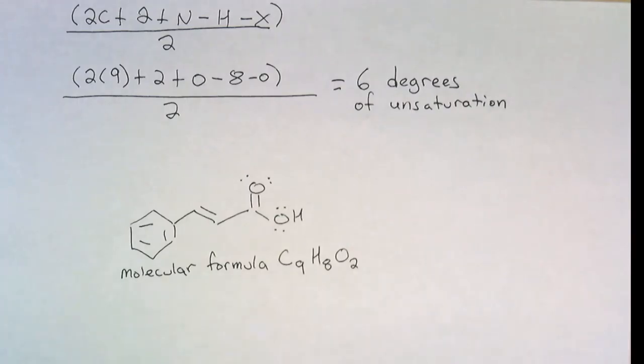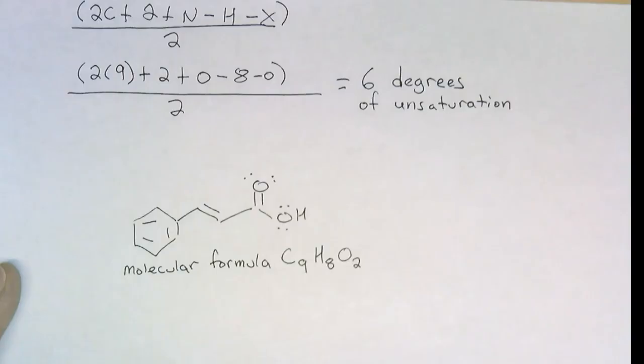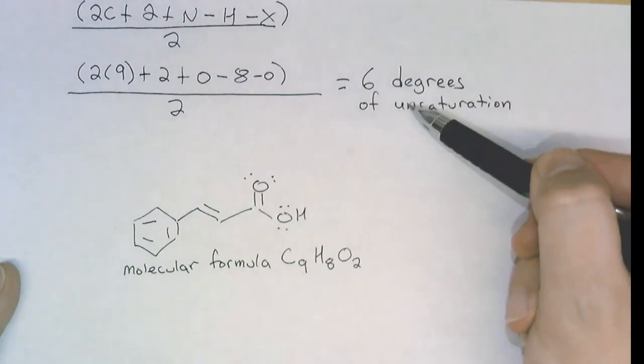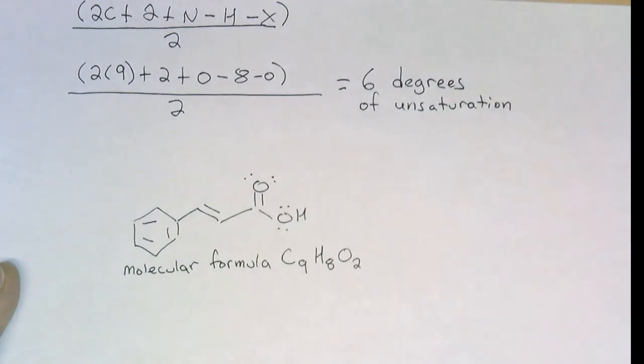Note, it is important to double check that the degrees of unsaturation and the molecular formula match after proposing a possible structure. There are 4 degrees of unsaturation from the benzene ring, 1 from the alkene, and 1 from the carboxylic acid pi bond. This checks out with our previously determined 6 degrees of unsaturation.